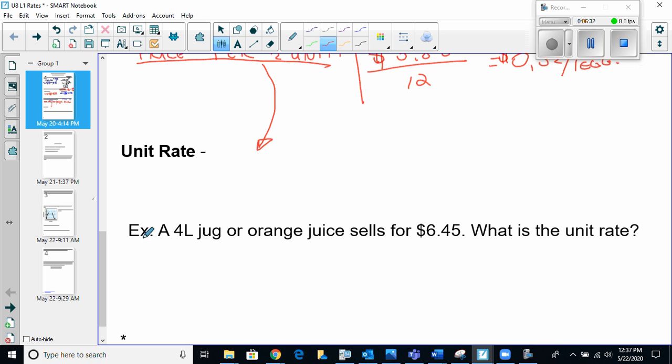Now let's suppose that we have a 4-liter jug of orange juice that sells for $6.45. What is the unit rate for this? It's the same thing: we'll find the price per 1 liter. So 6.45, the amount of money you are spending for 4 liters, divided by 4 is $1.61 per 1 liter.